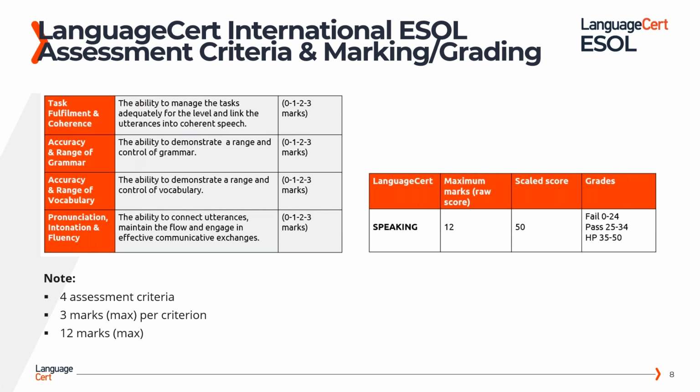In order to be successful in their spoken exam, candidates need to attain a minimum of 50%, that is at least 6 marks out of 12 or 25 out of 50. As you can also see in the table here, if candidates do exceptionally well and collect 35 marks or more out of 50, then they're awarded a high pass.